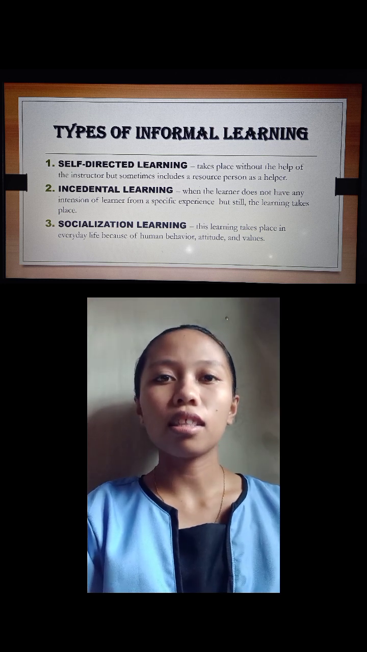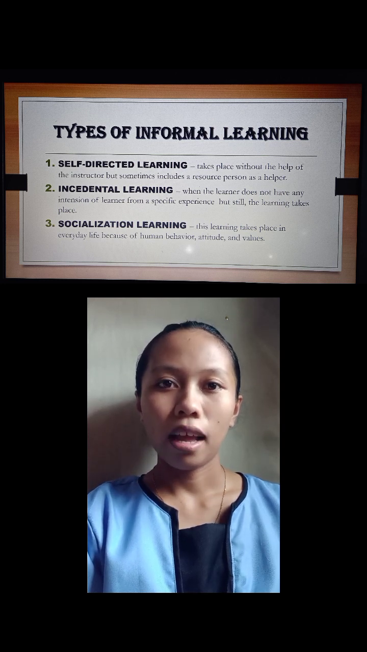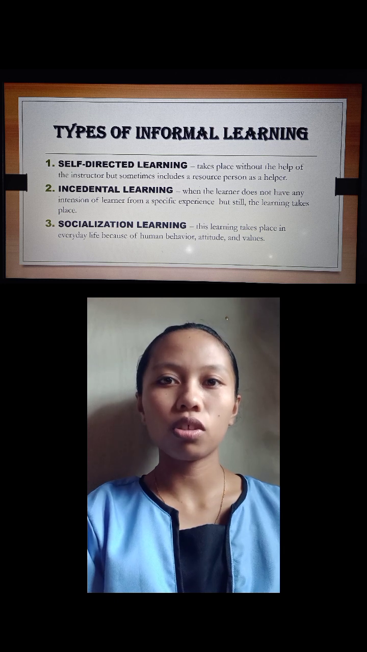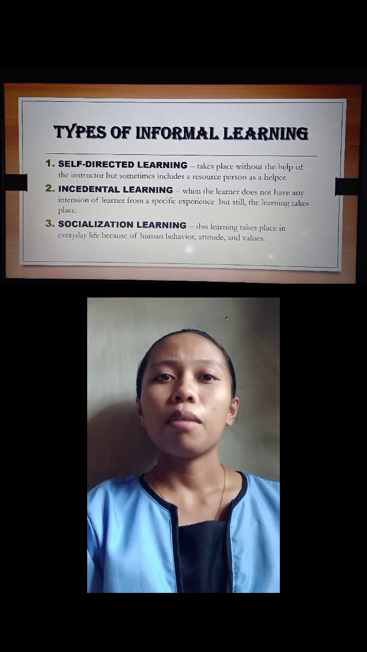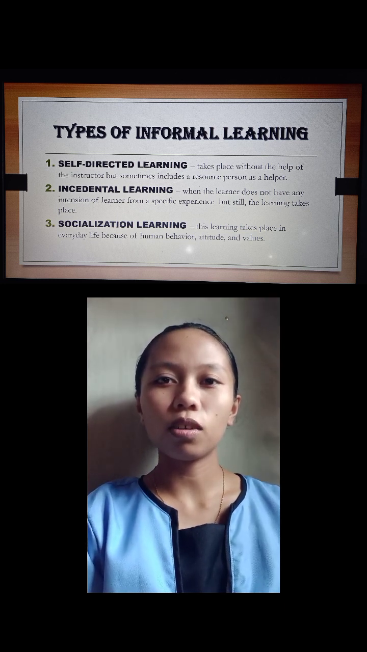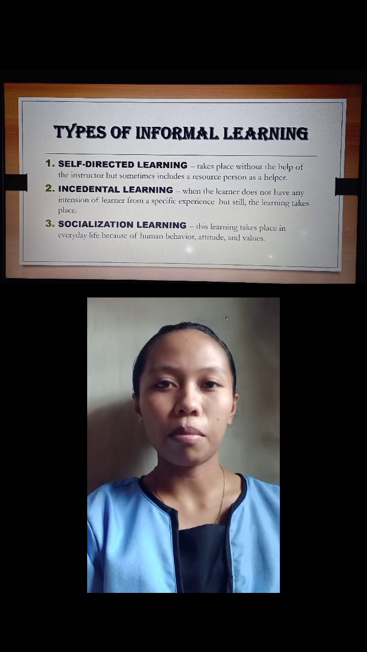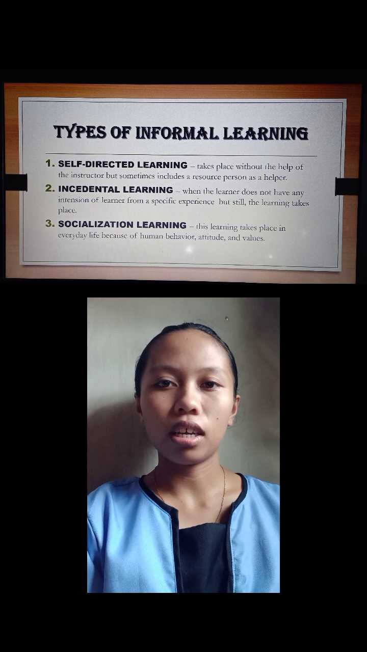Second, incidental learning. For example, Jenny was told by her mother not to touch the fire. But Jenny is curious, she questioned herself why she should not touch the fire. Because of curiosity, Jenny touched the fire, and as a result, she got burned. That is why Jenny learned that she should not touch the fire because it can burn. So mostly, incidental learning is caused by curiosity.